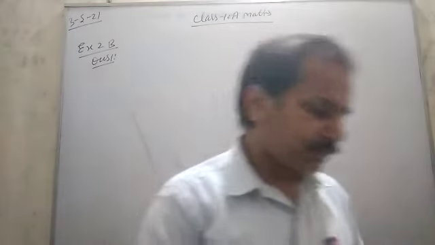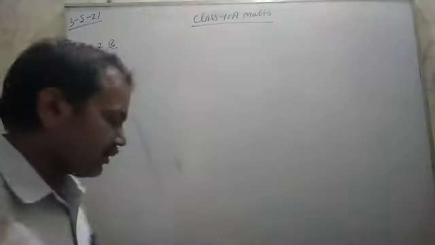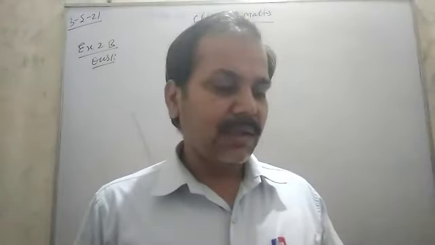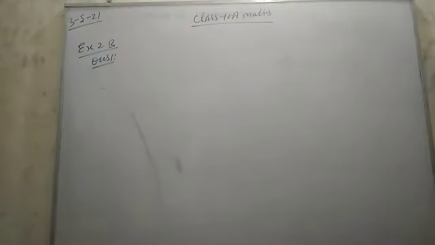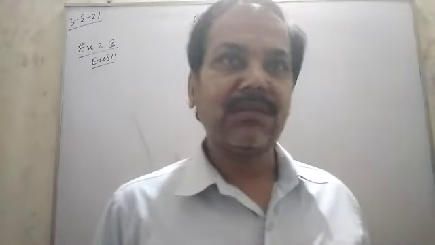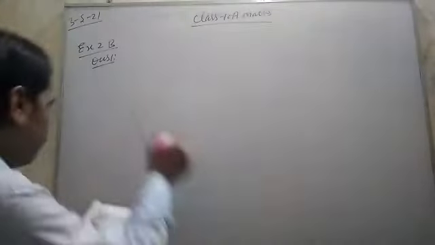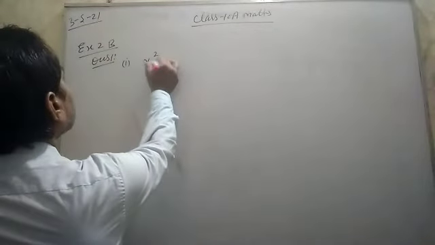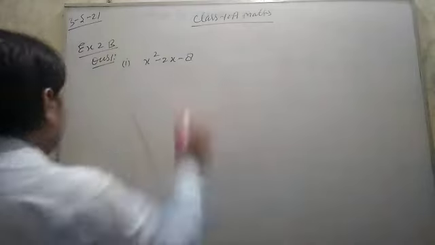2.2. Okay. So in that first question, find the zeros of the following quadratic polynomial. Means we have to find the zeros of the quadratic polynomial, and verify the relationship between the zeros and the coefficients. Okay. So first find zeros. So in that first part, x square minus 2x minus 8.